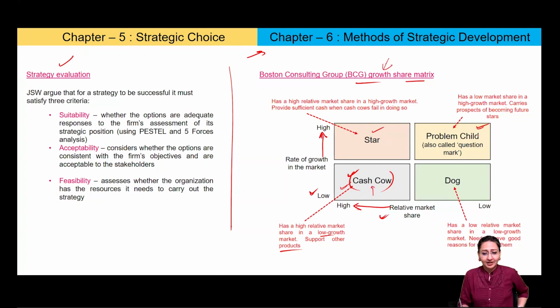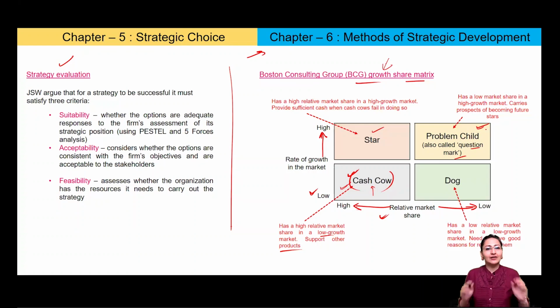Problem child. Now problem child has got low market share, but it has got high prospects of growth. That means the idea is wonderful, but as of now, it is performing low. Maybe it is in the initial years of its business establishment. Maybe some advertisement is missing in it, but overall, it has potential of growing. We call it question mark also. Problem child or question mark, both are used under BCG matrix.